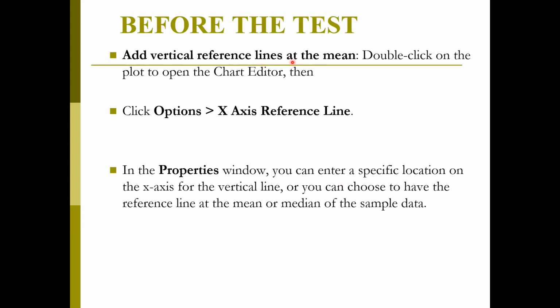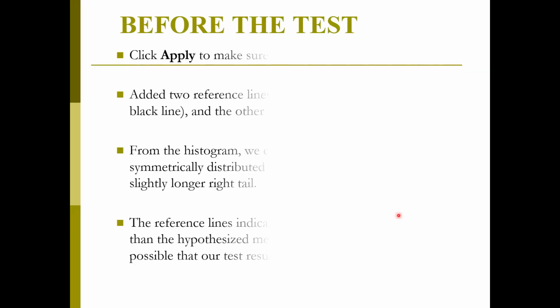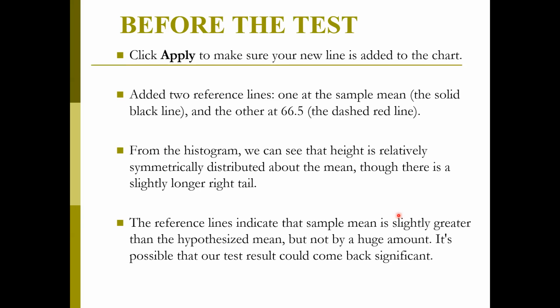Then add a vertical reference line to the data. How do you do that? Double click on the plot to open the chart editor. Then click on Options, then X Axis Reference Line. In the properties window, you can also enter a specific location on the x-axis for the vertical line, or you can choose to have the reference line at the mean or median of the data. We continue and click on Apply to make sure that the line is added to the chart.